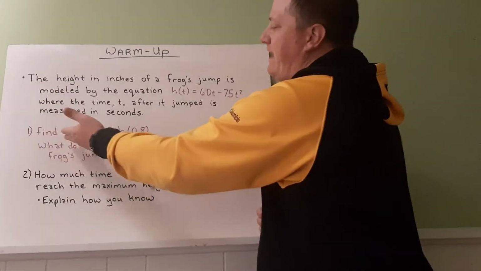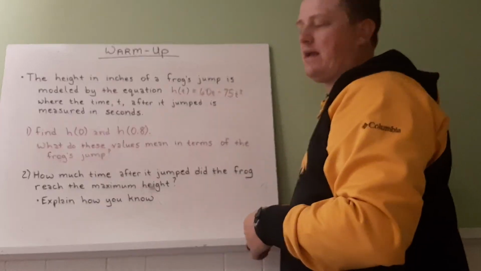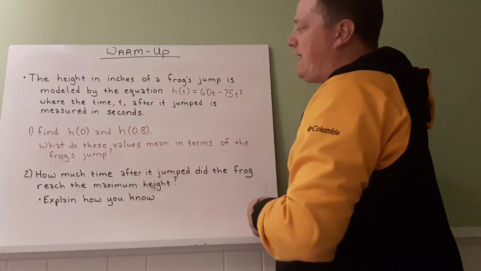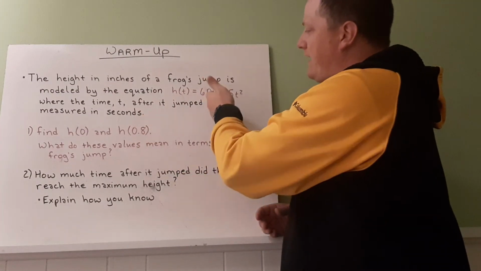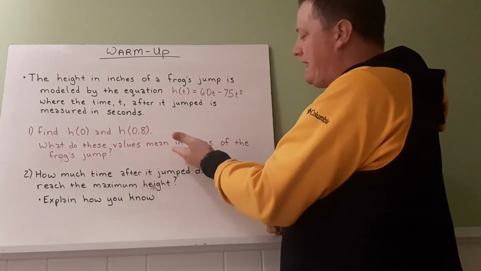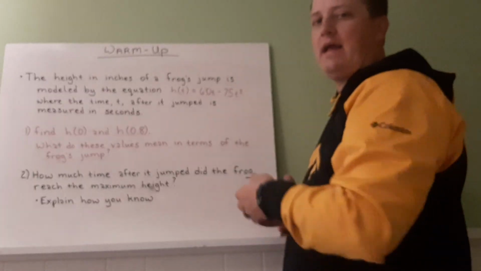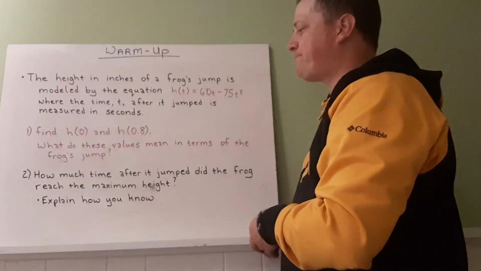So find h of 0, so plug 0 in for t, find the answer. H of 0.8, plug 0.8 in for t, find the answer. Then, what do these values mean in terms of the frog's jump? So what are the seconds? What are the height? Figure those things out.